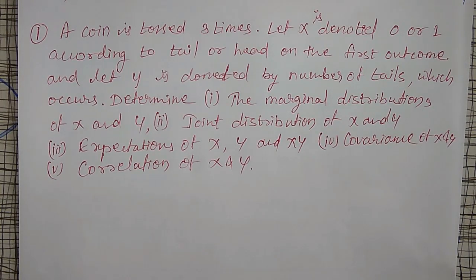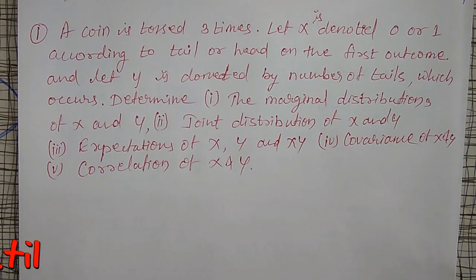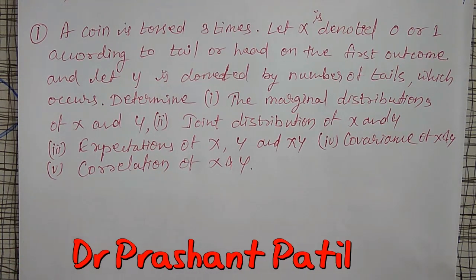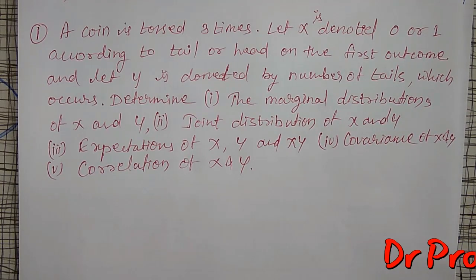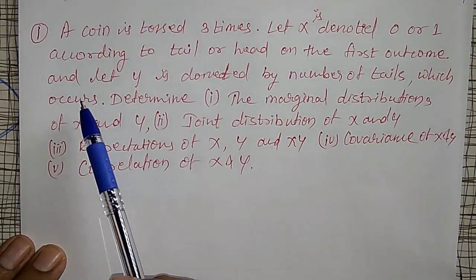Welcome friends. In this video I am going to explain how to construct a joint probability distribution table, as well as how it is correlated and how it is defined using two different random variables. Here, I am going to take a particular example.